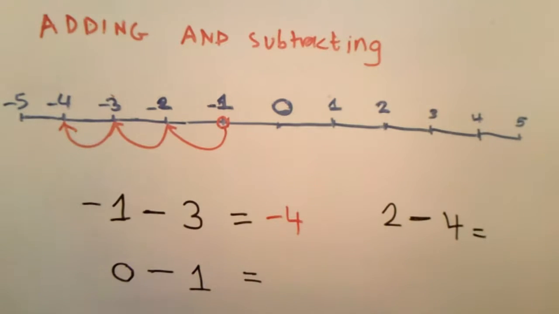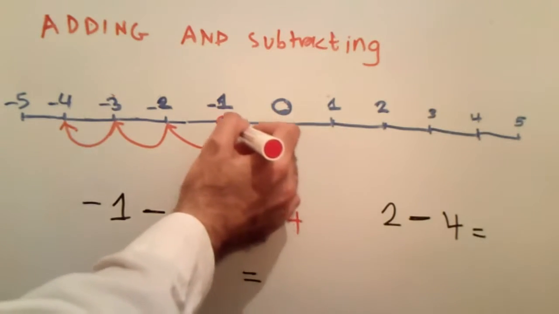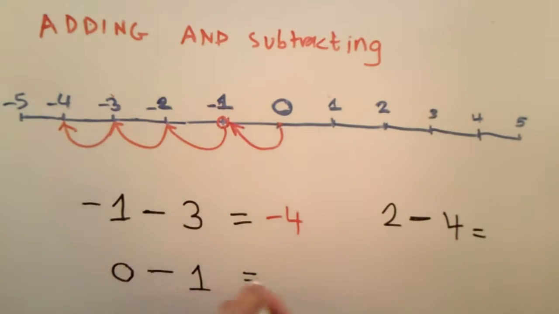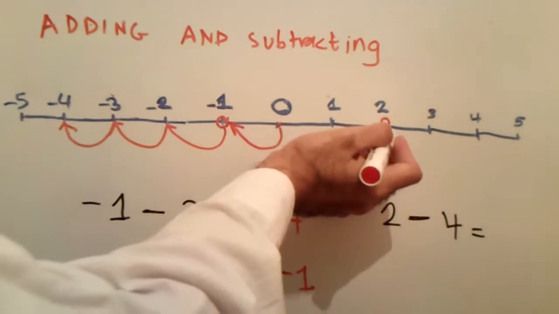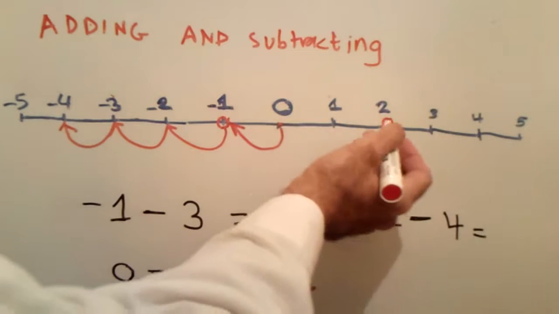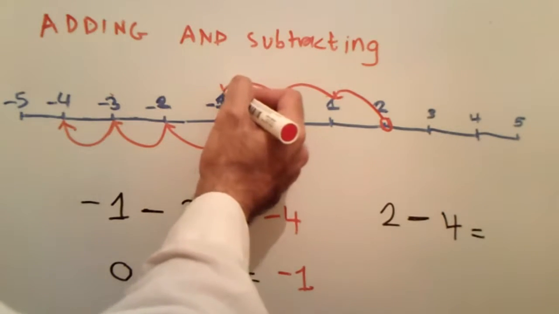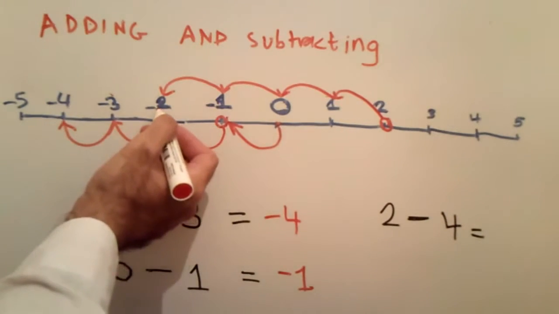What about 0 minus 1? So we start at 0 and we go to our left one, and we end up with minus 1. Okay, what about 2 minus 4? How would we do that? So we've got our 2 there, so minus 4, we'll go to our left 4 times, so that's 1, 2, 3 and 4. So we stop at minus 2.